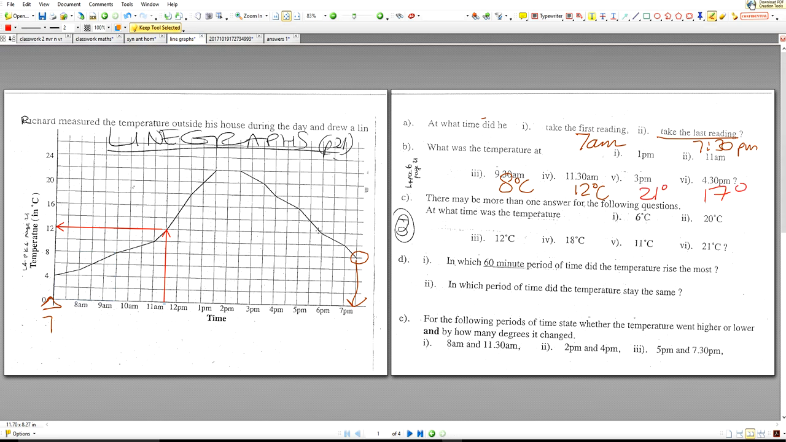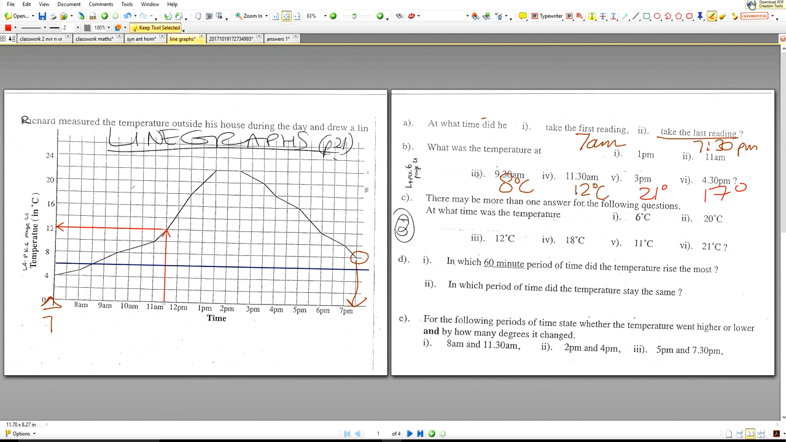We're going to look at question C. Because there may be more than one answer for the following questions. At what time was the temperature 6? So I'm going to use a line function. Line. So let's get to 6 degrees. So we got 4 6s here. And draw a line all the way across the graph.